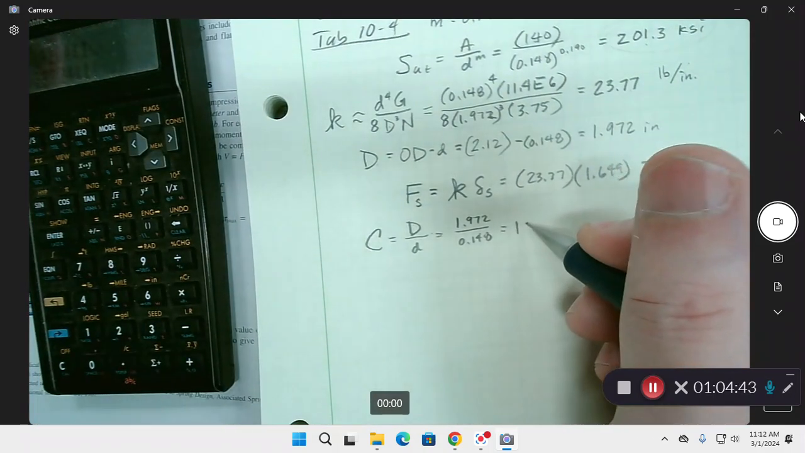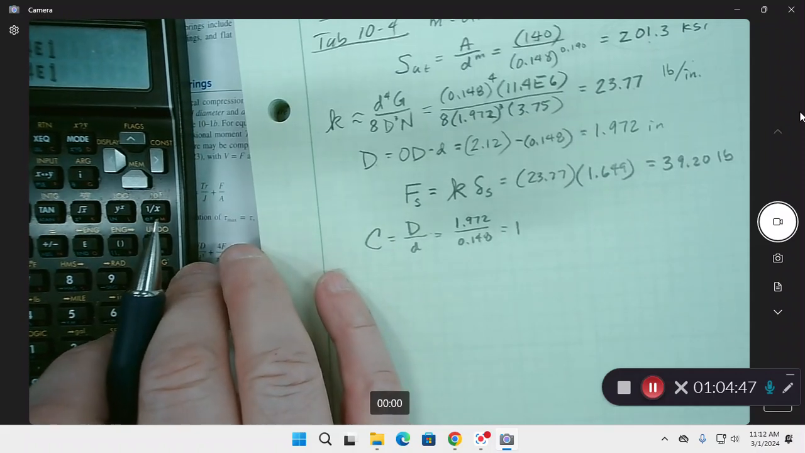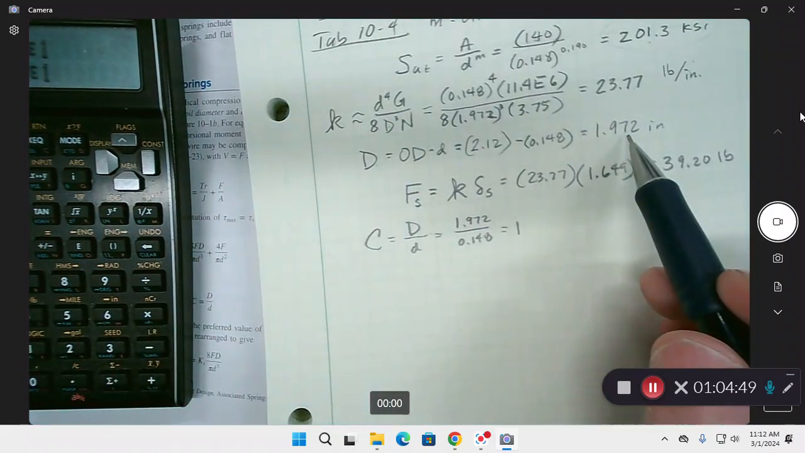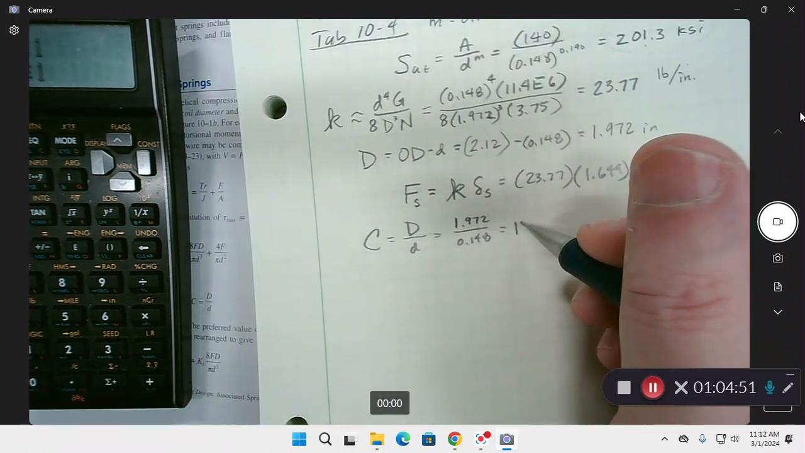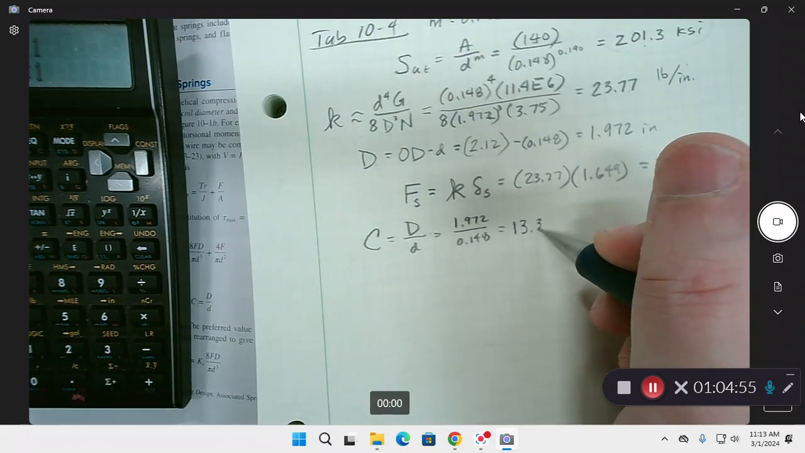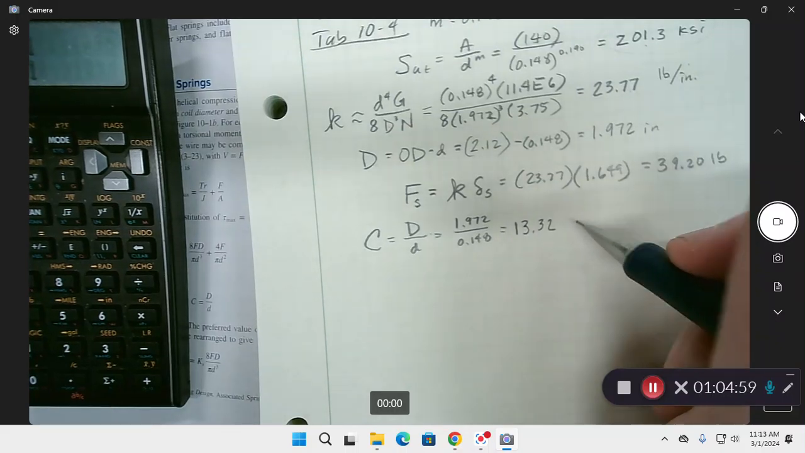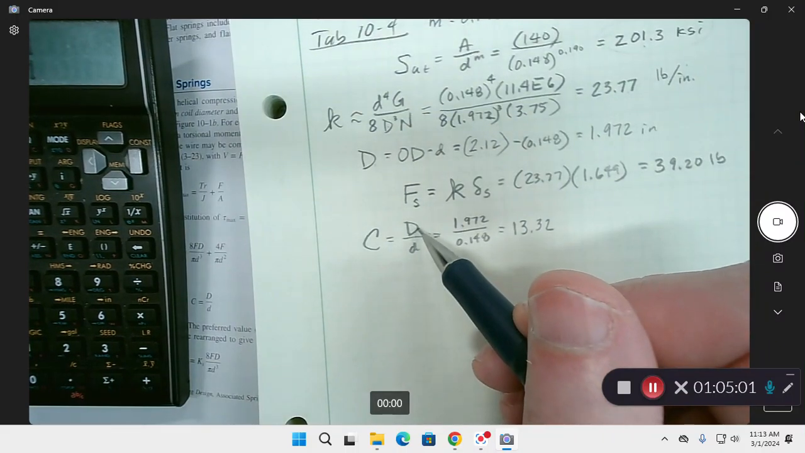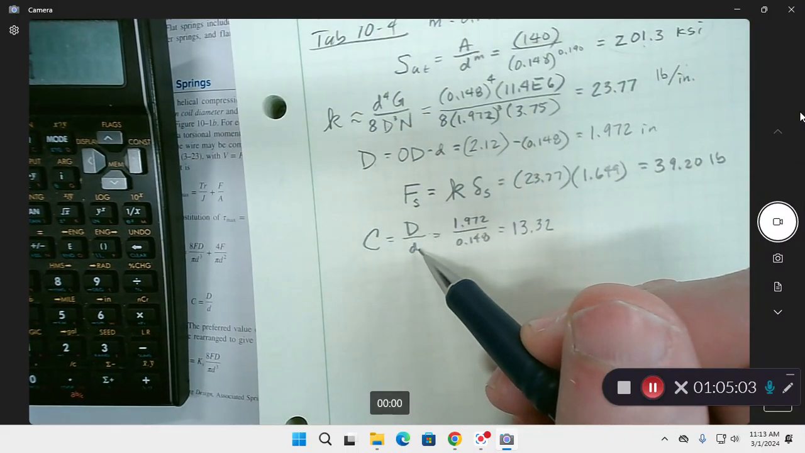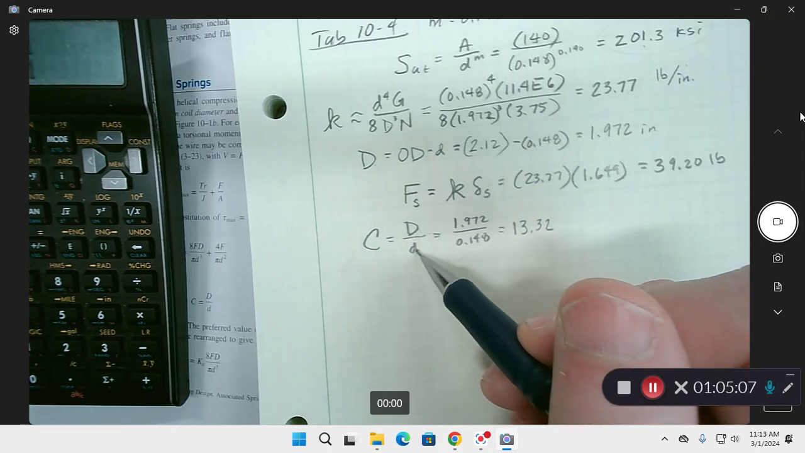That ends up being, whoa, did I do that wrong? Oh, that's a large number. It's usually somewhere between 3 and 12, but it's 13.32. Interesting. That means that's a very thin wire, right? That's a large diameter compared to a small wire diameter.